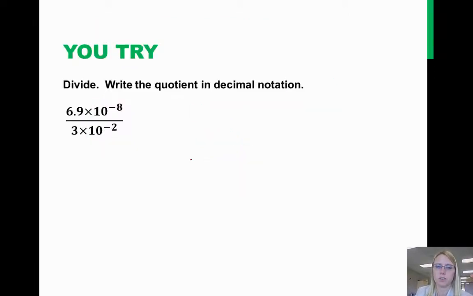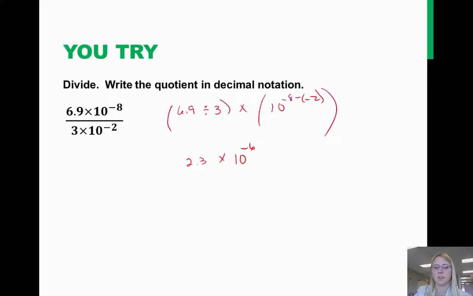Now here's your chance to try it as well. Pause the video and come back and check your work. Okay, so the answer I got for this one was 2.3 times 10 to the negative 6.